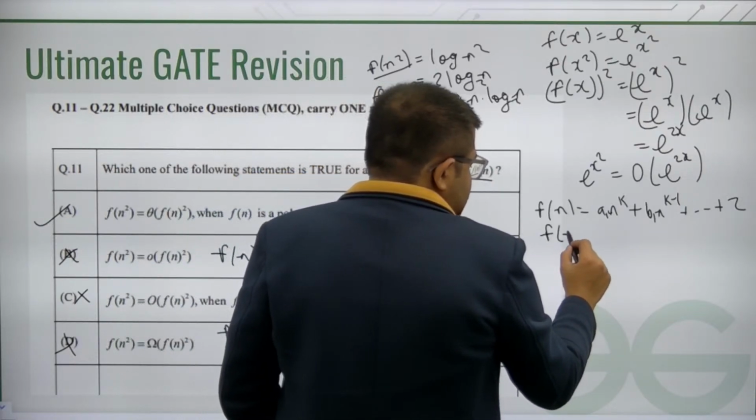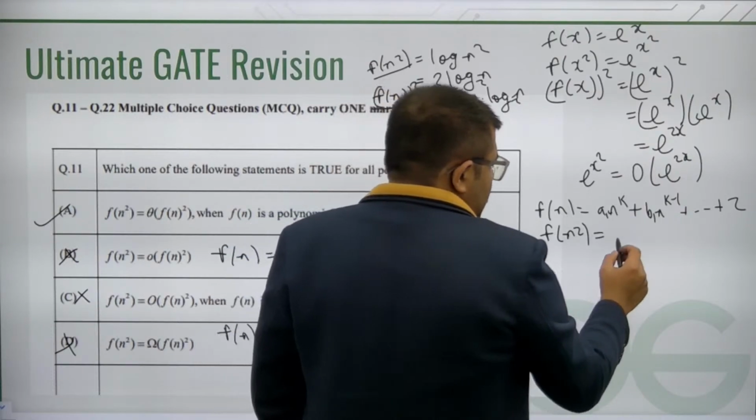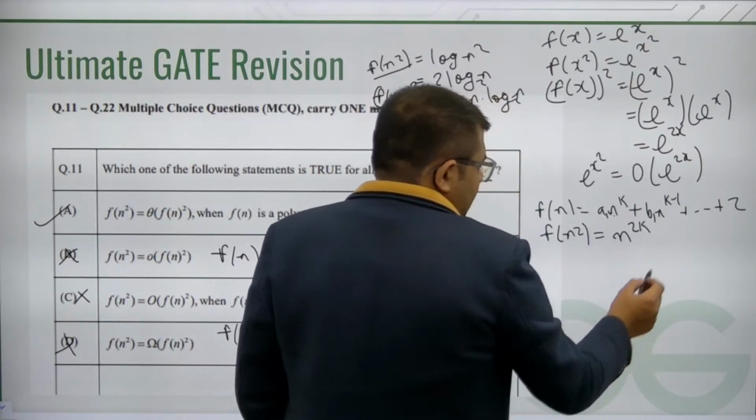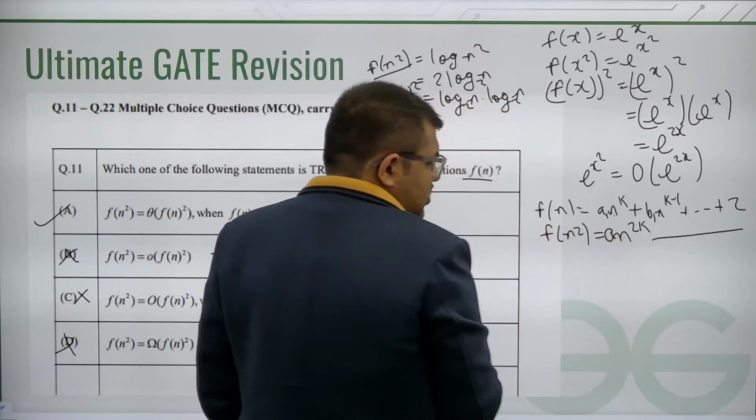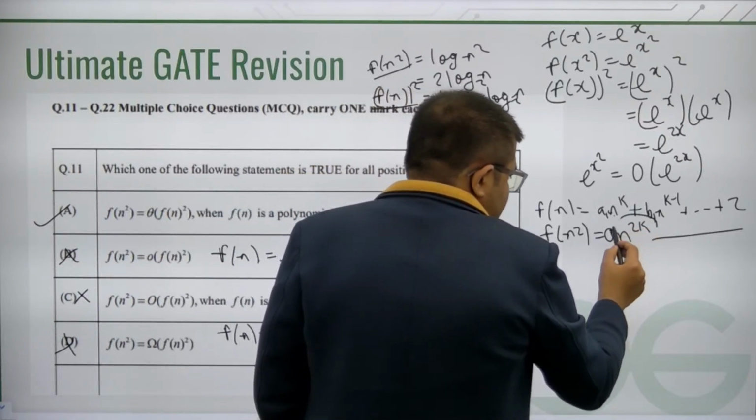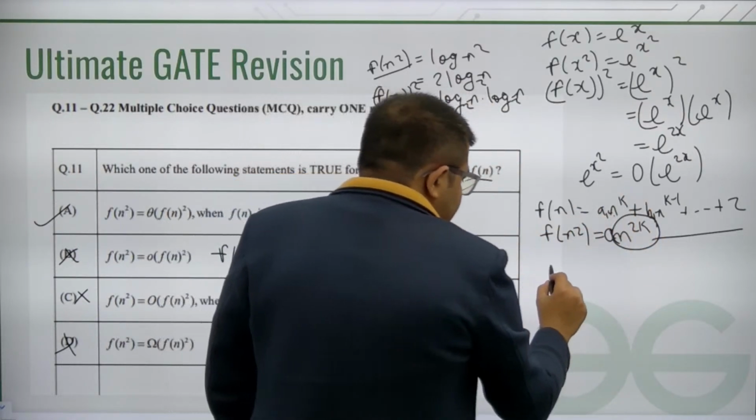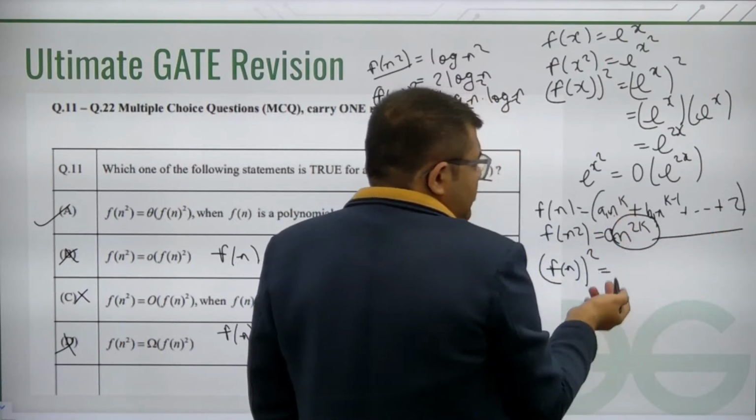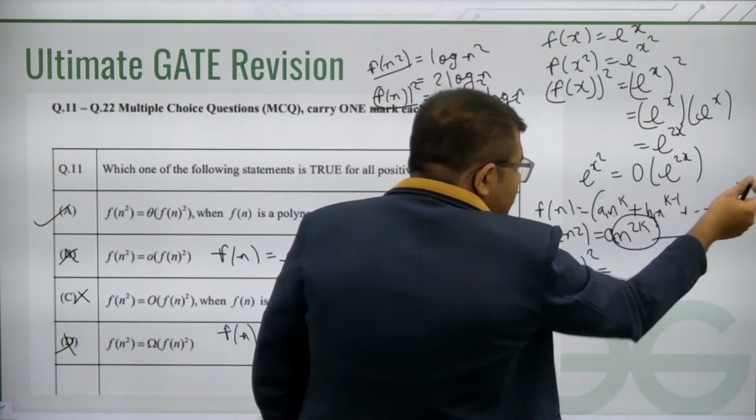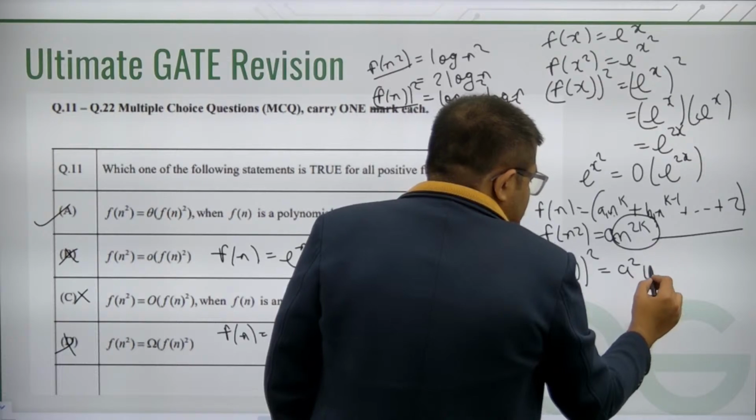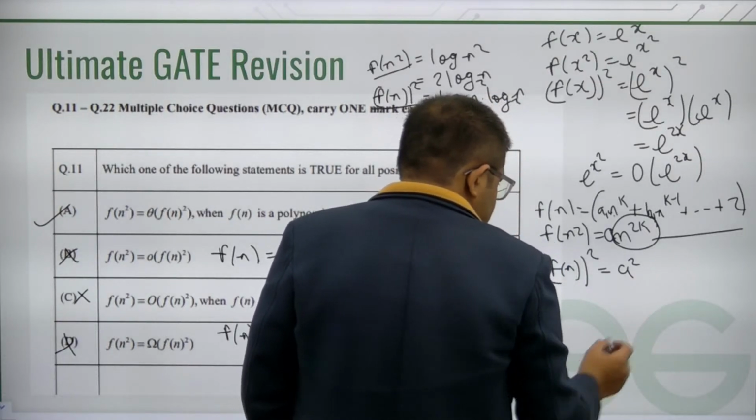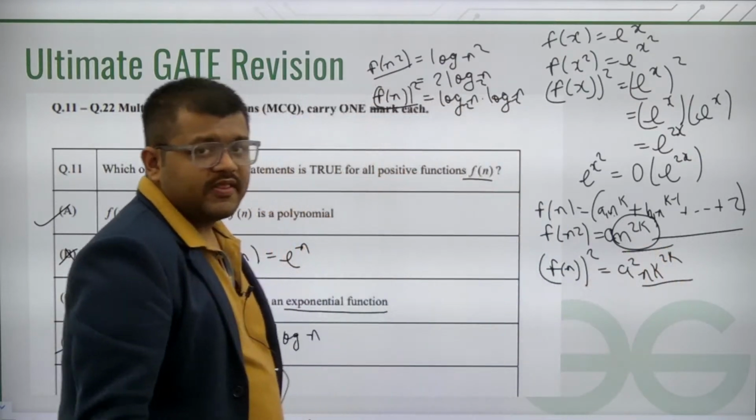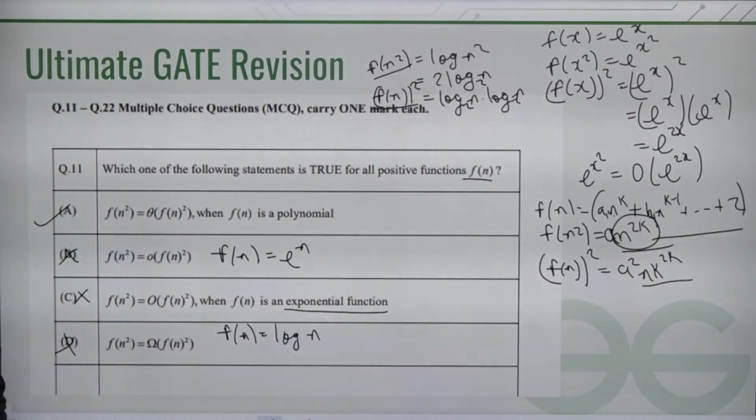When I do f of n square, the highest term would be what? n square. So this will be n to the power 2k, and other terms will be there. Here there will be a constant, but the highest term is what? n to the power 2k. And when I take f of n whole square, if I multiply this with itself, what will be the highest term? n to the power k into n to the power k. Again the highest term would be n to the power 2k. So the highest term remains the same, whether you take f of n square or f of n whole square, right?